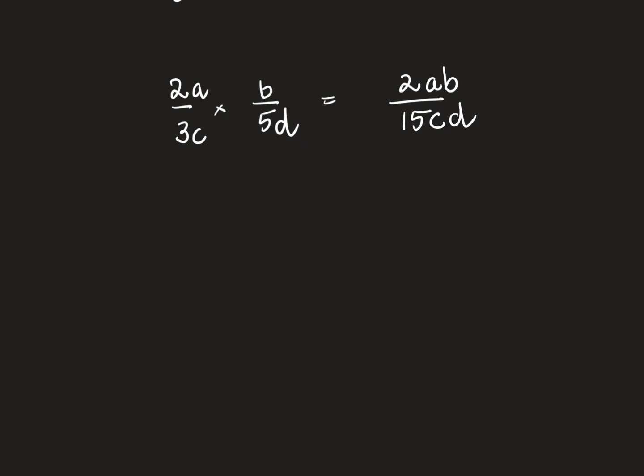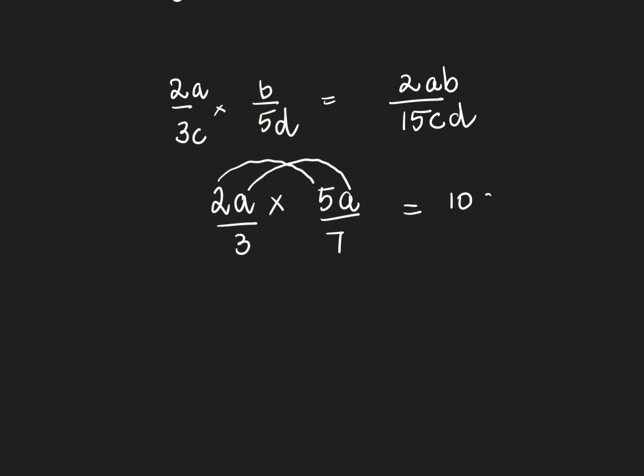Now remember, if we've got 2a over 3 times, maybe not 3, let's go 5a over 7. Here it's slightly different. We've got to think 2 times 5 is 10. A times a is actually a squared, isn't it? Over 3 7s are 21. So notice that if I've got an a, multiplying a term with a in it, by a term with a in it, it's going to come to a squared.